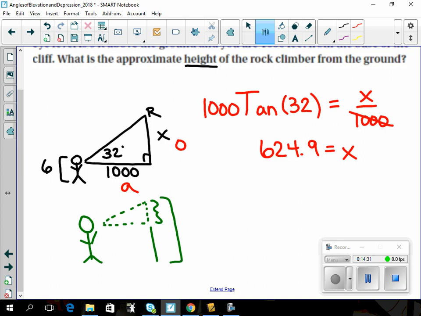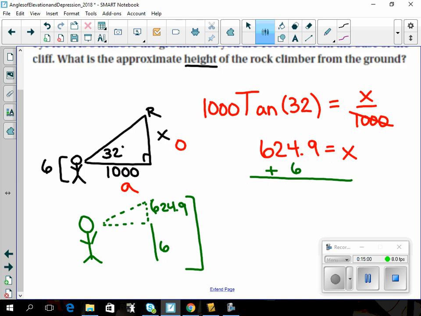So what do you think I need to do to that 624.9? Not multiply by 2. I don't want to multiply by 6. Well, here, let me put numbers to it and see if that makes sense. If this is 624.9 and I need to find this, and I know that this height is 6, what would I do with those two numbers to get the total? Add them. So I'm going to add 6 here, and what do I get?